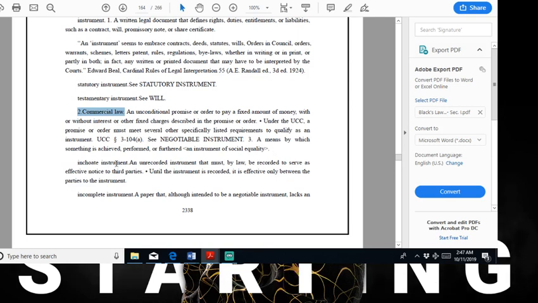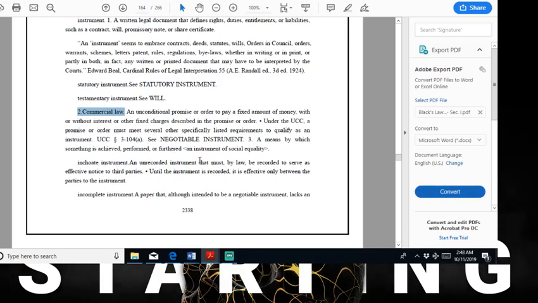A means by which something is achieved, performed, or furthered. An instrument of social equality. An unrecorded instrument that must by law be recorded to serve as an effective notice to a third party. Until the instrument is recorded, it is effective only between the parties to the instrument.